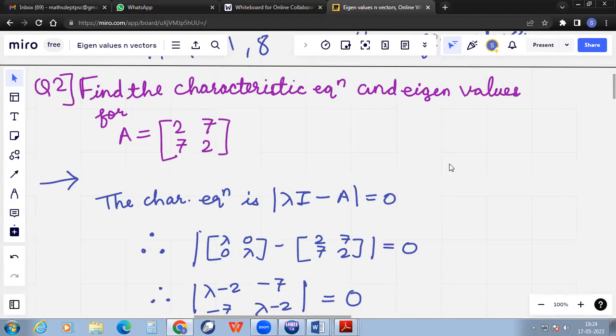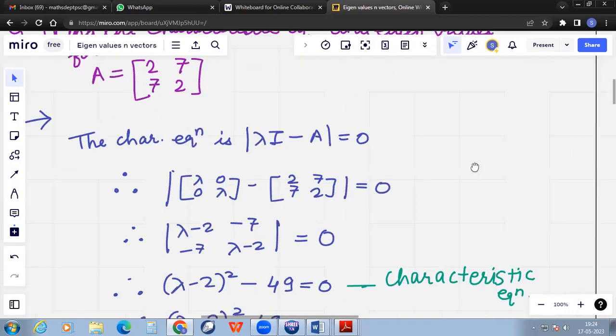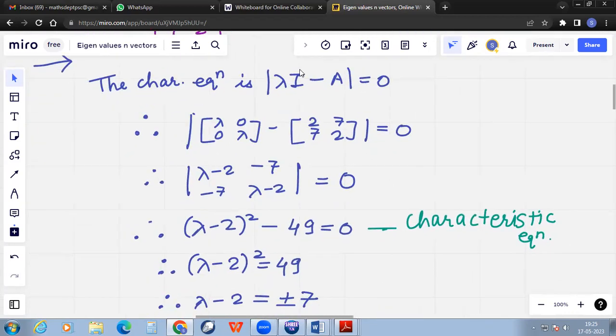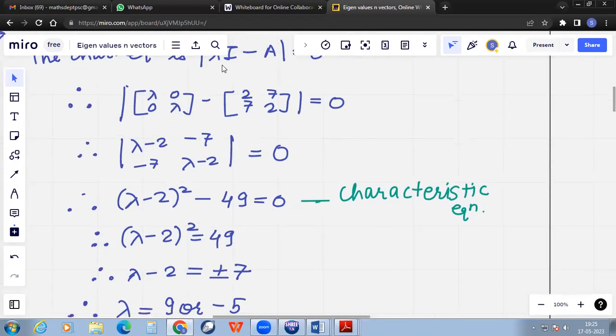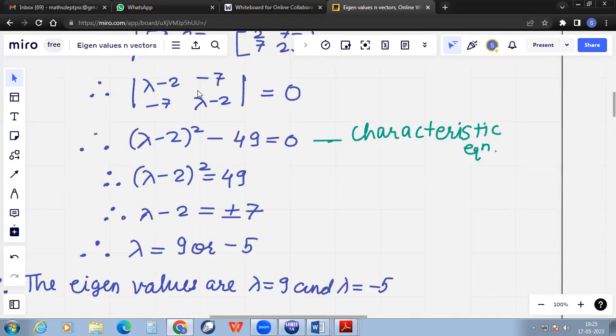Let us move to another question. Question says find the characteristic equation and eigenvalues for this matrix. So again, characteristic equation means the determinant of lambda I minus A equal to 0. We are watching how to calculate it. Lambda I means identity matrix multiplied by lambda. From that we subtract A and its determinant equated to 0. Means we are getting this.